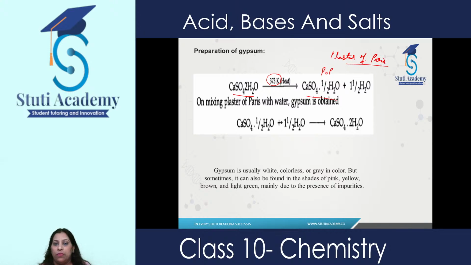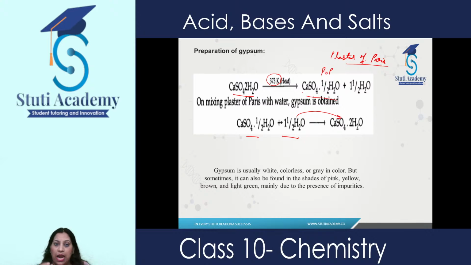Now, if we add this POP with 1.5 molecules of water, it results in the formation of gypsum. So this is how we get gypsum again from POP. And this gypsum is white or colorless or green color, and we use different shades of gypsum also. This gypsum is in different color due to the presence of the impurities in it.